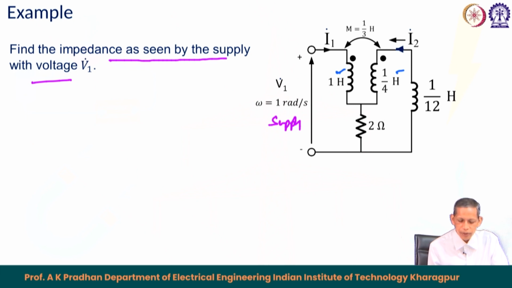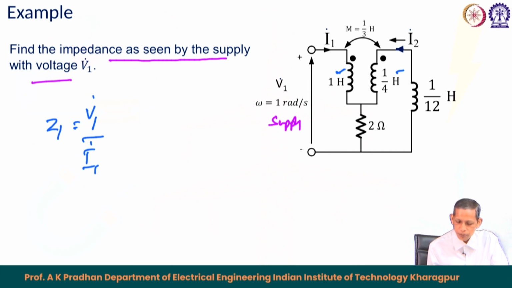The question asks to find the impedance as seen by the voltage supply V1. So, the corresponding Z1 seen by the voltage supply V1 becomes equal to V1 upon I1. This V1 upon I1 can be found by solving the corresponding network. So, the expressions for I1 and I2 should be obtained in terms of V1. Once we know the corresponding I1 in terms of V1, we can find the V1 aspect. So, in the first loop, this is the first loop, I1.